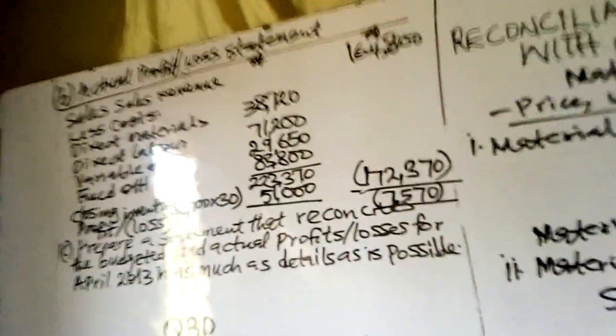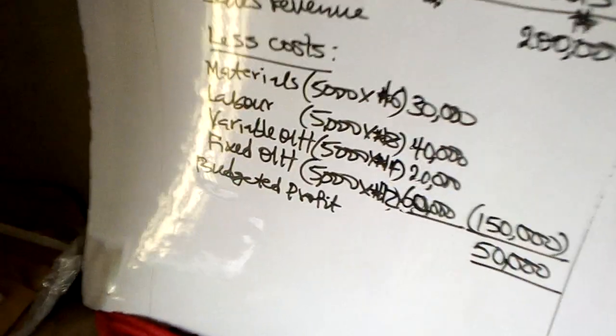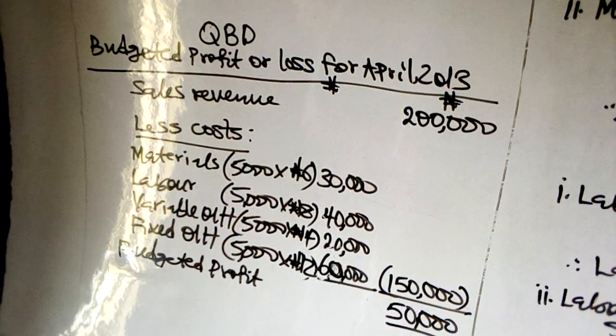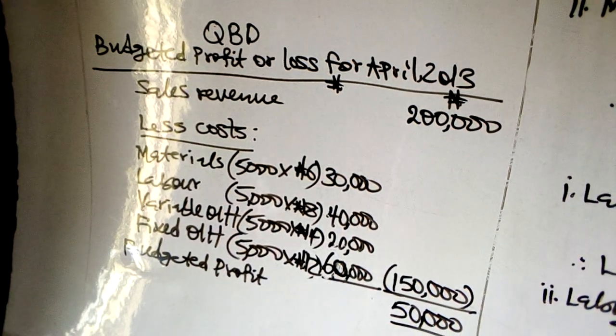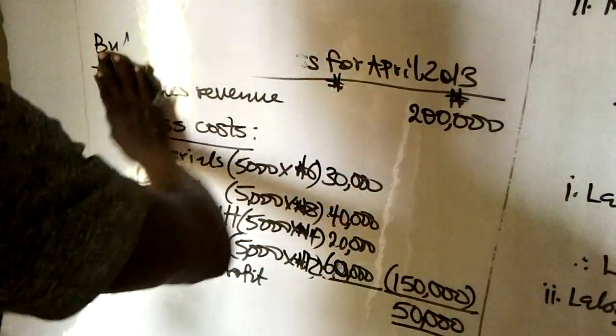So I want to rub off the budgeted profit statement. Don't forget our budgeted profit is 50,000. We will still need it when we are preparing the reconciliation statement. The budgeted profit of 50,000 will still be needed. So I've rubbed it off, and you should remember that by the time I quote the figure.